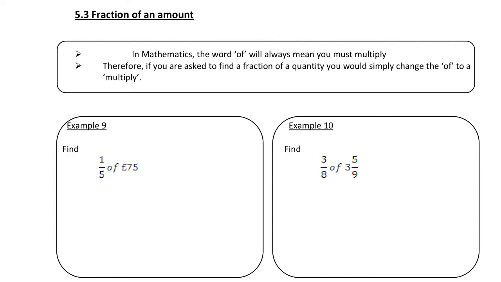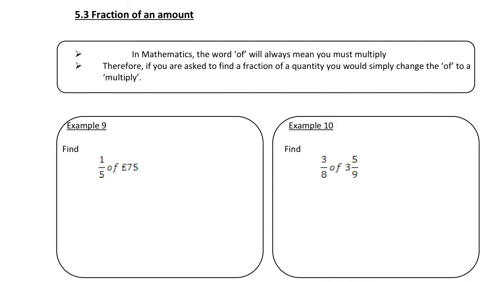Fraction of an amount. In maths, the word "of" will always mean multiply. So if you're asked to find a fraction of a quantity, you change the "of" to a multiply, and you're multiplying then a fraction and a whole number, or a fraction and a mixed number.